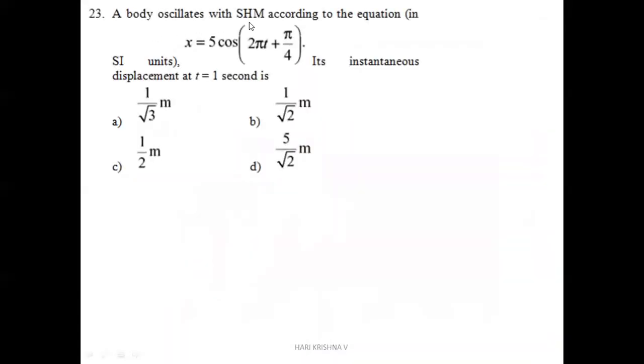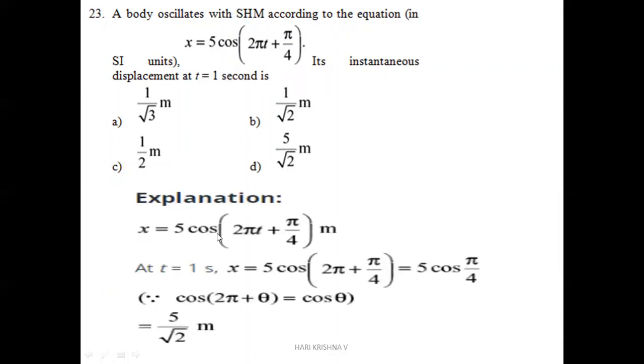Next. A body oscillating with SHM according to the equation x is equal to 5 cos of 2 pi t plus pi by 4. Find the instant displacement at t is equal to 1 second. So they are asking for the displacement, and the small t value is given as 1. So x is equal to 5 cos 2 pi t plus pi by 4, the given equation. Substitute the small t value as 1. So we get 5 cos 2 pi plus pi by 4.